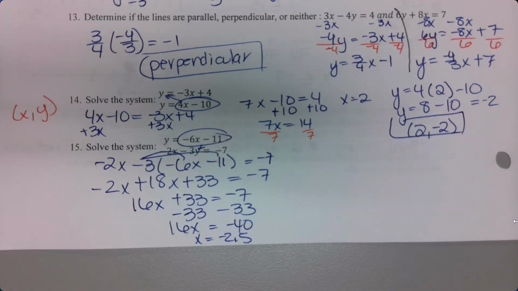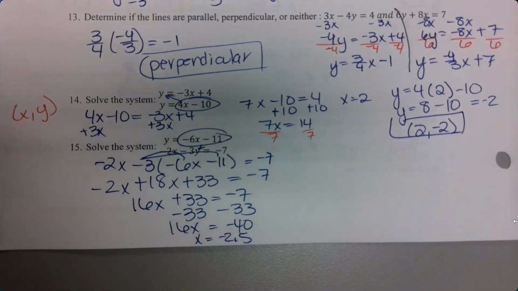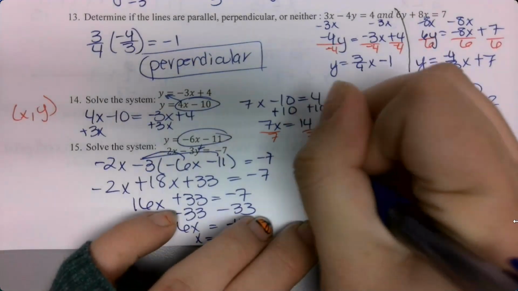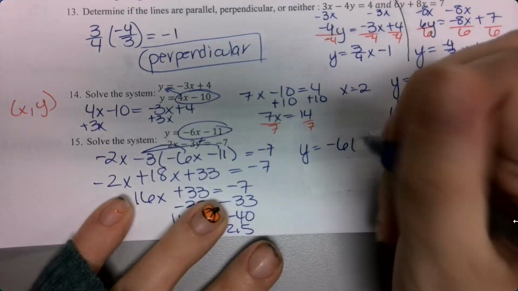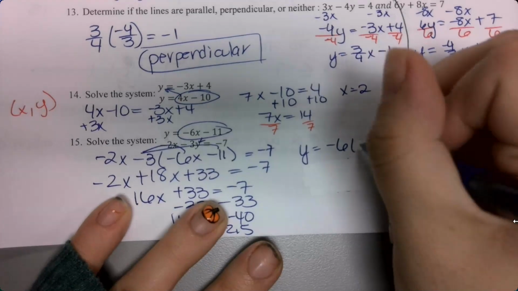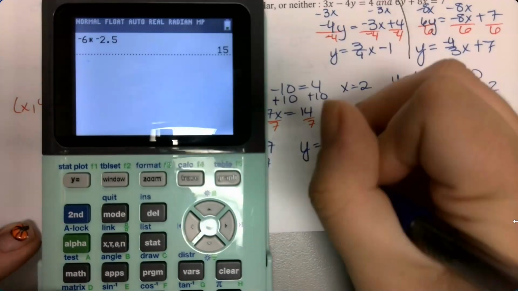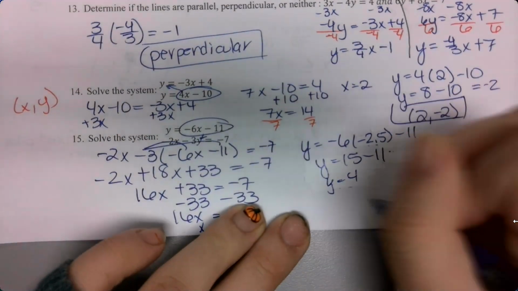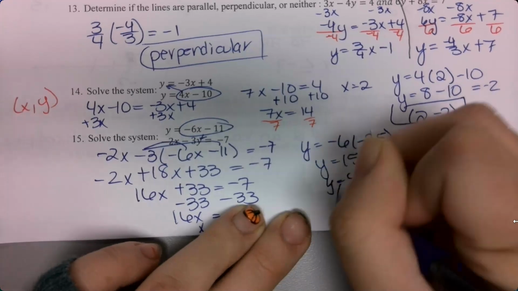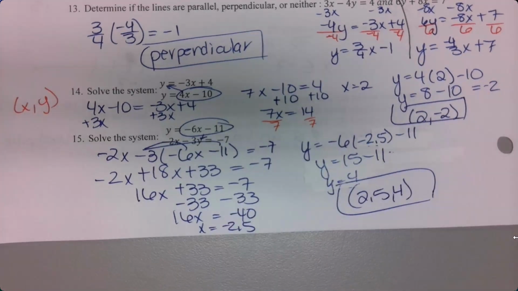I want to take my x value and plug it in. It makes more sense to plug it into my top equation since that's already solved for y. So I have y equals negative 6 times negative 2.5 minus 11. So then I want to type this into my calculator. Negative 6 times negative 2.5 gets me positive 15. So I have y equals 15 minus 11, which is 4. So my answer here is 2.5 comma 4. I believe on your final you'll have whole numbers for your answers.